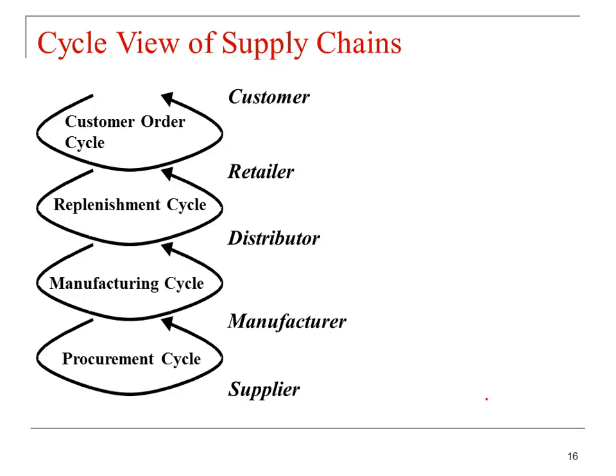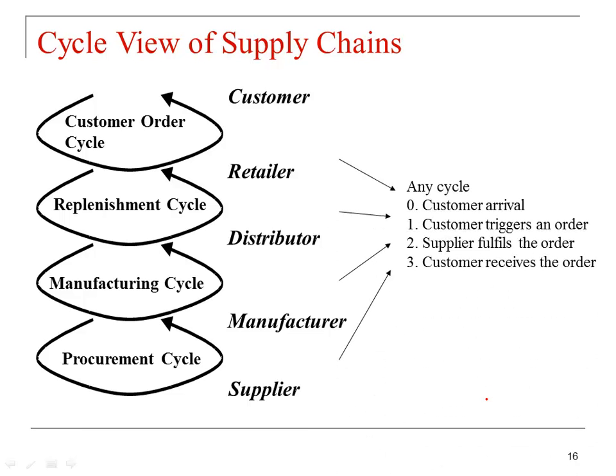The cycle view of supply chain. So we have multiple cycles within the supply chains. Here I'm illustrating four of them. We have the customer order cycle, the replenishment cycle, the manufacturing cycle, and the procurement cycle. So you can see who is involved in each one of those cycles. From customer arrival, the customer triggers an order, suppliers fulfill the order, and customers receive the order.